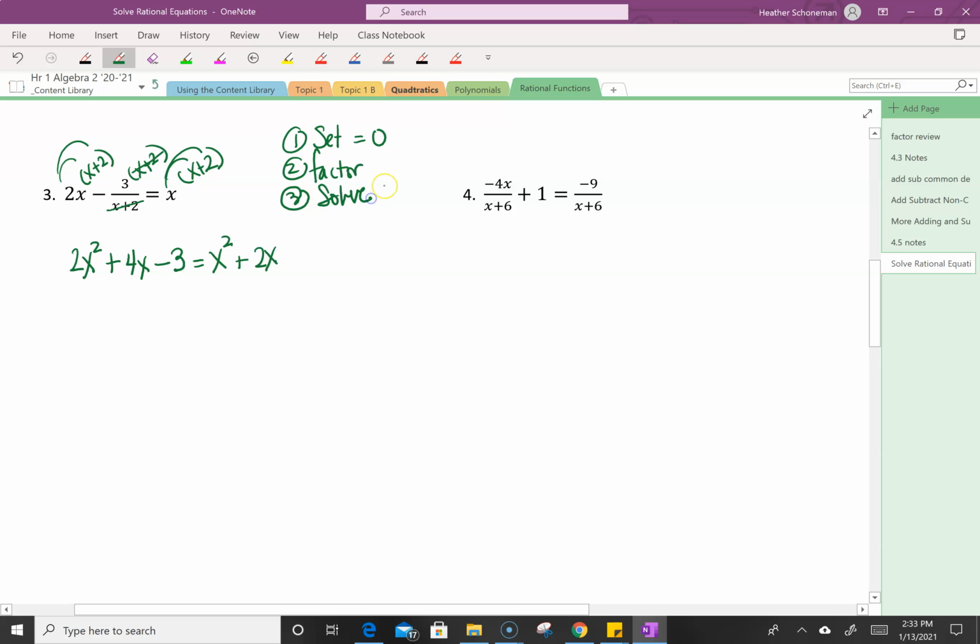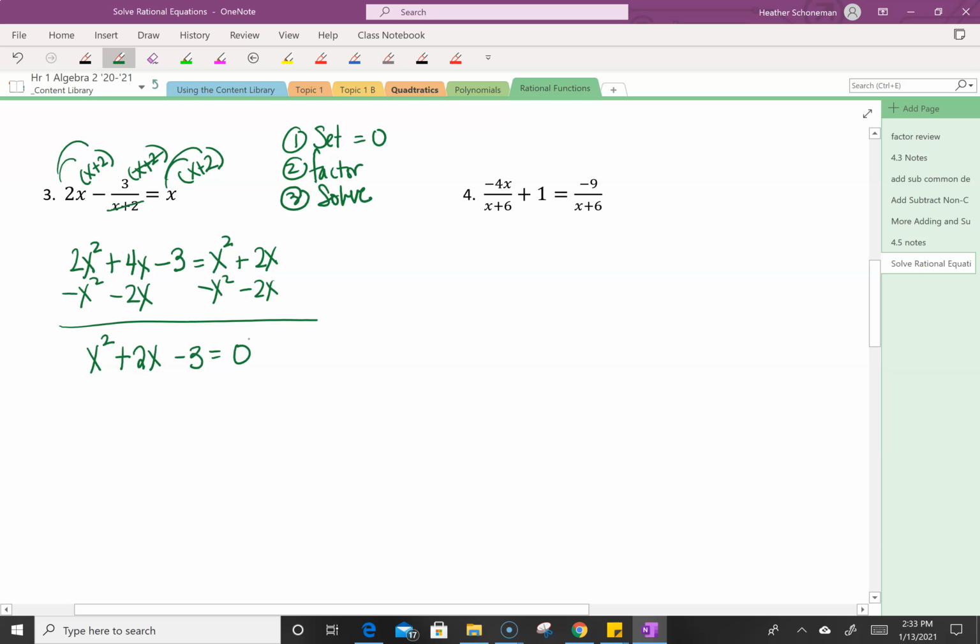Now, when I set equal to 0, I need the x squared to remain positive. So if I move the 2x squared over, I'd get negative x squared. I don't want that, so I need to move the x squared over, and I need to move the 2x over. So when I get done, 2x squared minus x squared is x squared. 4 minus 2 gives me 2x minus 3. So now it's set equal to 0.